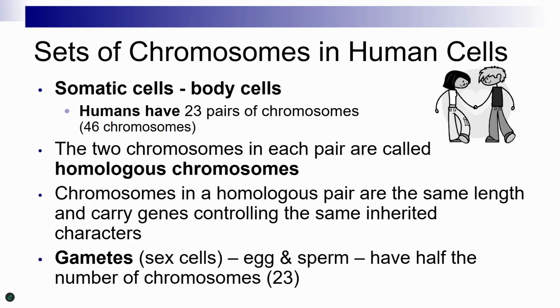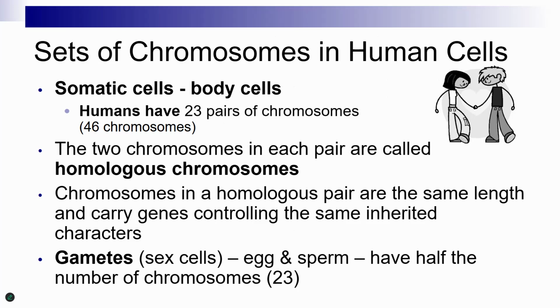So just a little bit of vocabulary to make sure that everybody understands and is on the same page. We've got different types of cells in our body. Most of our cells are going to be somatic cells, and they're going to have two sets of chromosomes. So humans are going to have two sets of 23, so two pairs of 23 chromosomes, so 2 times 23 would be 46. Most of our cells in our body have 46 chromosomes.